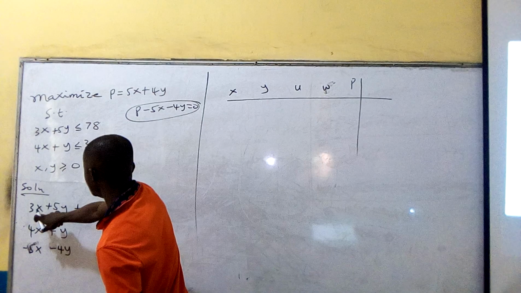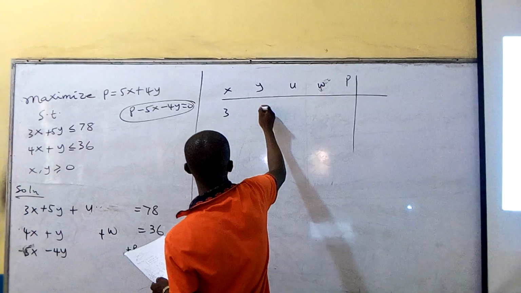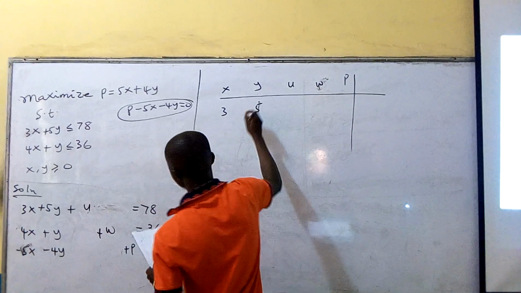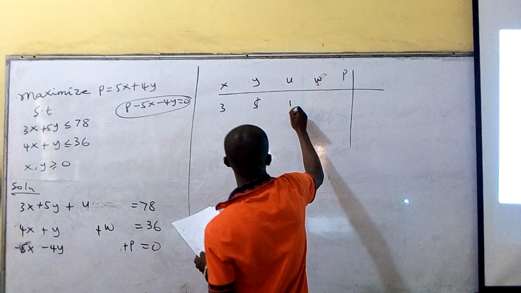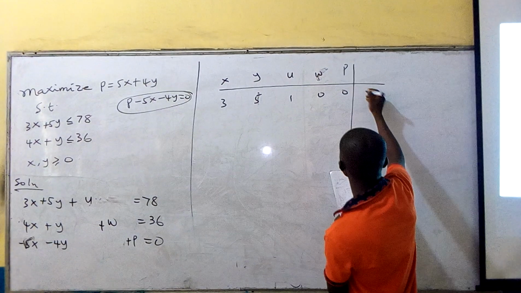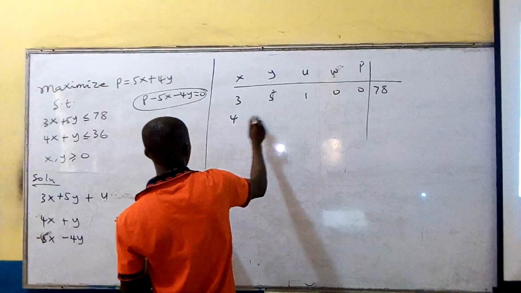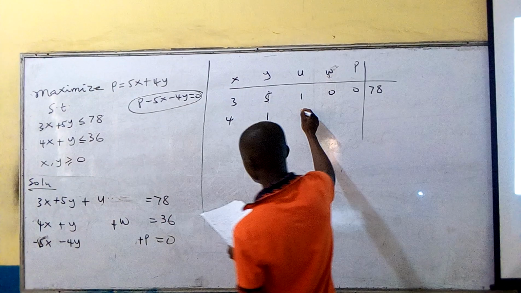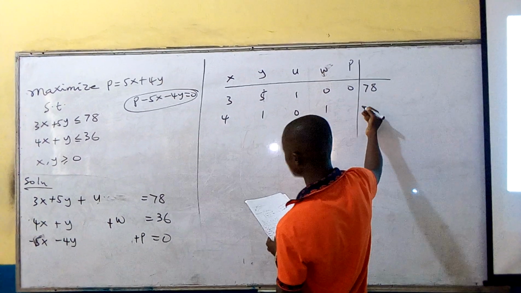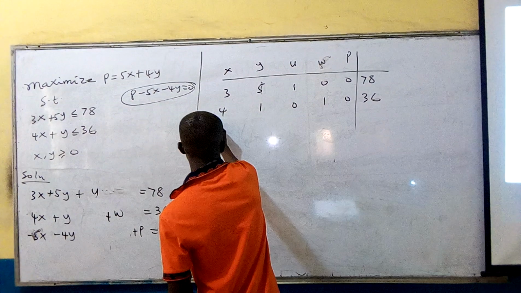So let's write the matrix. This will be 3, 5, right? The coefficient of y is 5. The coefficient of u is 1. No w, no p, right? And the right hand side is 78. The next one, 4, 1. No u. W is 1. No p. The right hand side is 36.